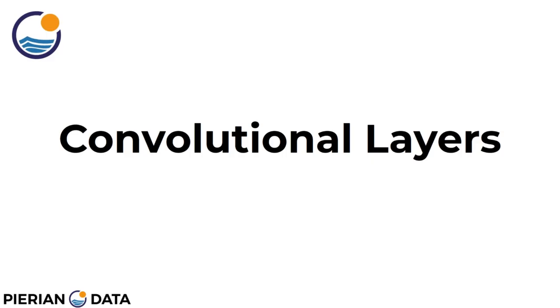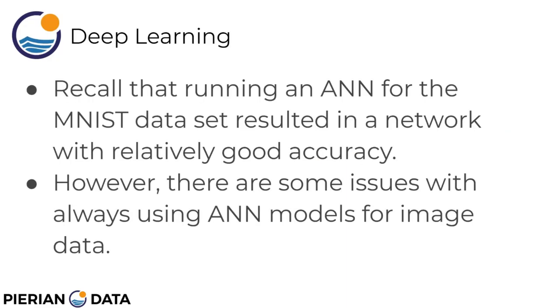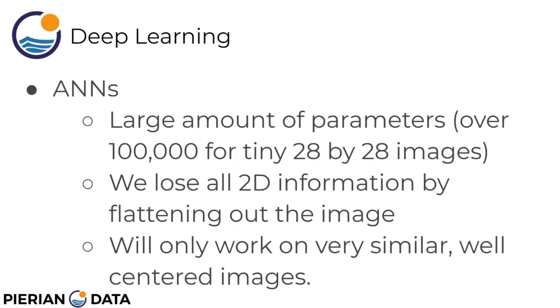Welcome back, everyone. Now that we understand how image kernels and filters work, let's see how they play a role in the convolutional layer portion of a convolutional neural network. Recall that running an artificial neural network, just a fully connected feed-forward neural network, for the MNIST dataset actually resulted in a network with relatively good accuracy. However, there are some issues with always using ANN models for image data.